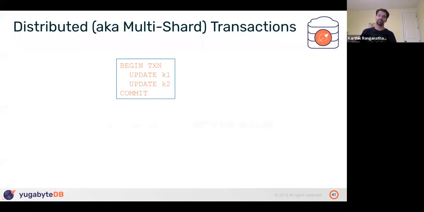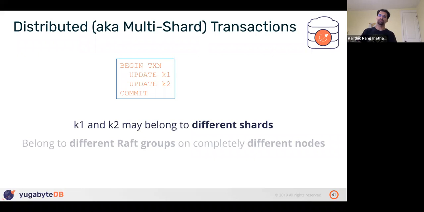Now, obviously, the problem at hand is that you could have a begin transaction and update 2 rows, but the rows belong to different shards.